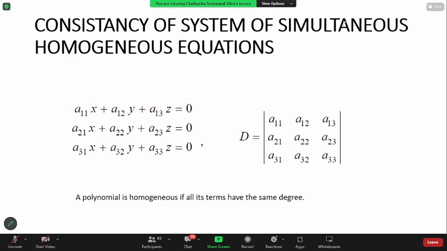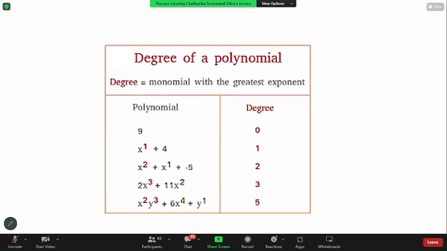Right? So the first keyword is clear for you, that is homogeneity. So what do you mean by homogeneous? Here we are using polynomials where all the terms have the same degree, right? Again, this is a clarification on what you mean by the degree of a polynomial. The degree is that of the monomial with the greatest exponent, right? So here we can consider 9 only.